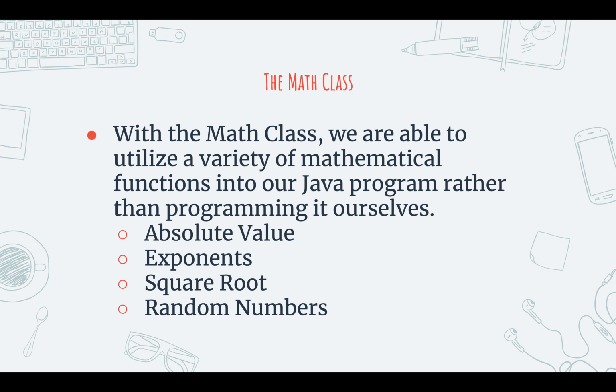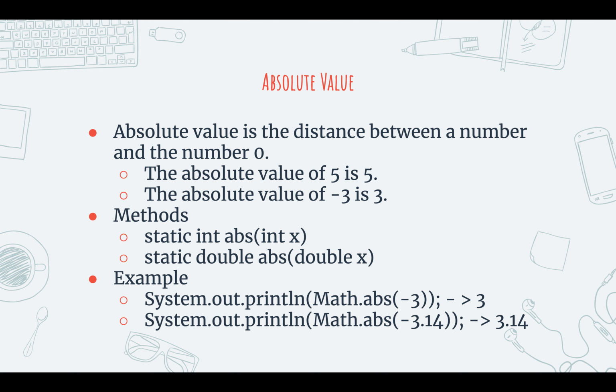So there are more methods, but we're going to be discussing four: the absolute value methods, the exponent method, it's not plural, the square root method, and then the random numbers method. The only method that is plural in this video should be the absolute value method, because there are two methods.